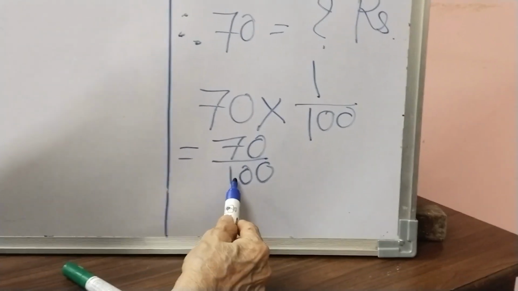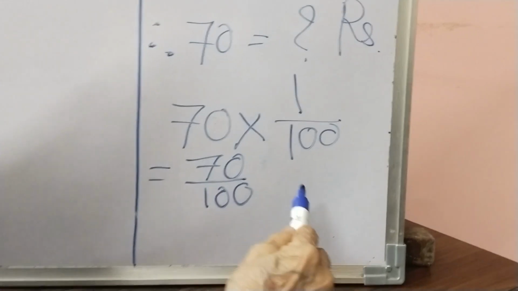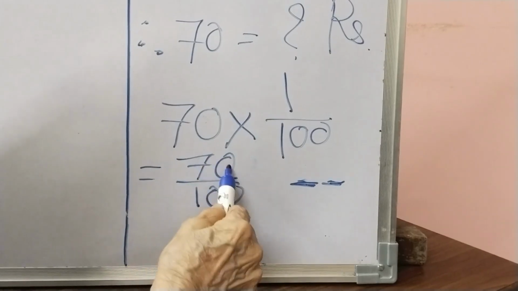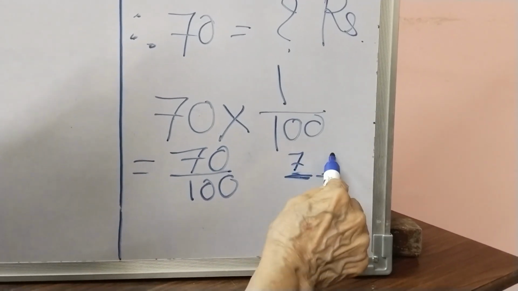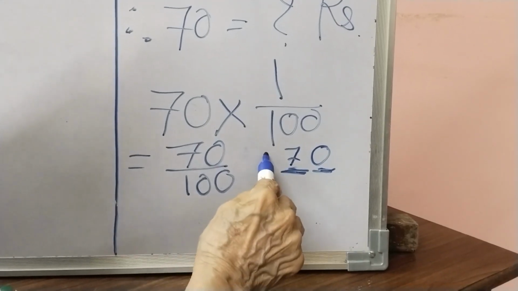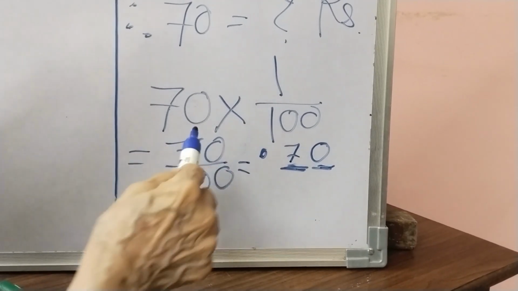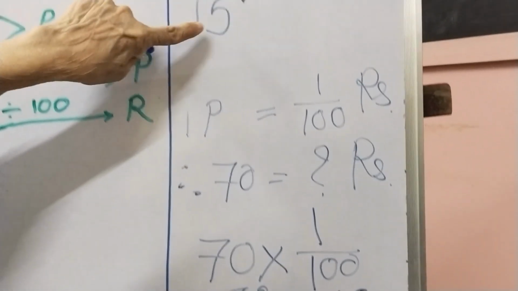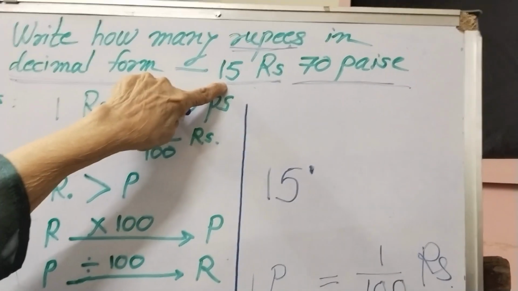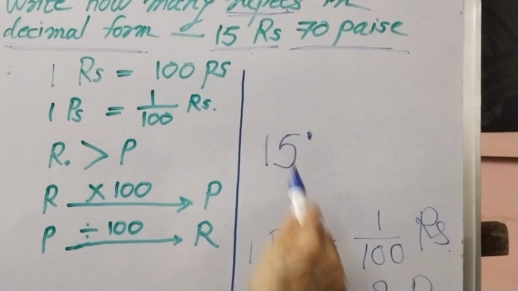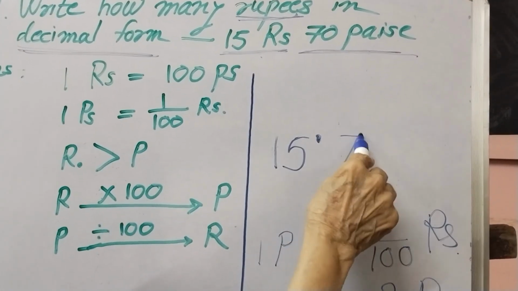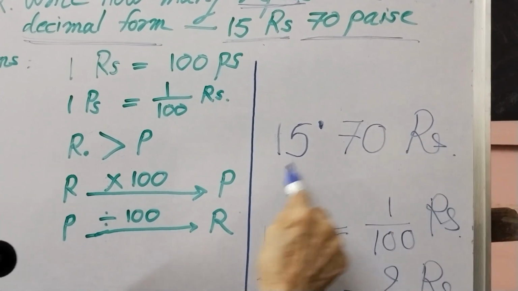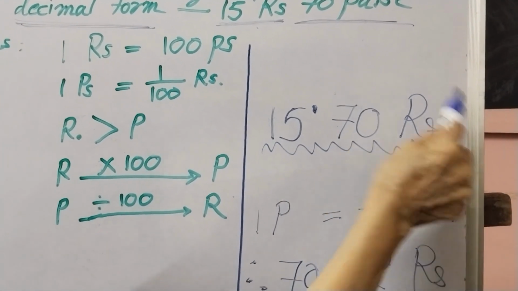Now 100 has got 2 zeros. So in the numerator, in the upper part, 2 places are allowed. And these are the 2 digits which we have to put on those 2 places. And our decimal point is here. So 70 upon 100 is equal to 0.70. So after 15, which is the whole number, comes the decimal and 70. And this is all in rupees. And this forms our final answer.